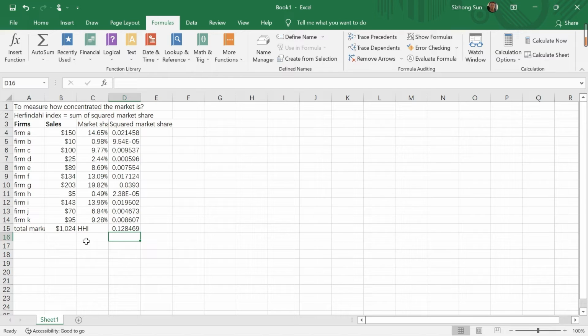So we see that roughly for this market, the concentration ratio or the Herfindahl index is 0.1284. So it's actually low. So the price competition in this market is strong. Okay, that's the Herfindahl index. We can also measure this concentration using another indicator, which we call the firm concentration ratio.